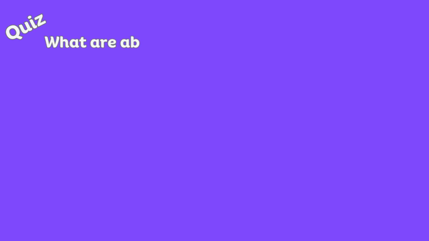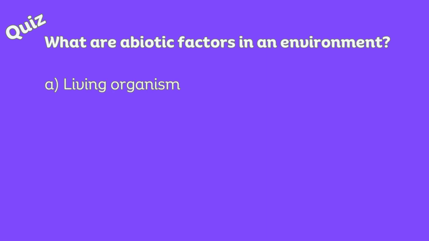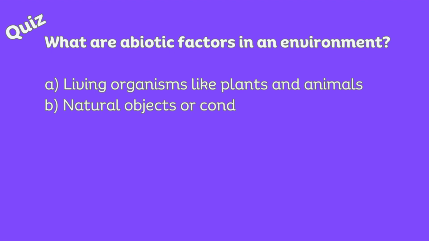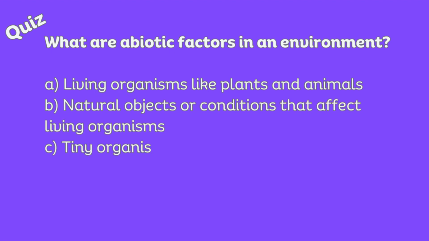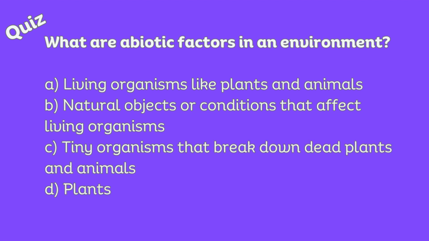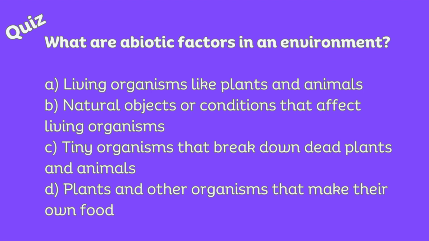What are abiotic factors in an environment? A. Living organisms like plants and animals. B. Natural objects or conditions that affect living organisms. C. Tiny organisms that break down dead plants and animals. D. Plants and other organisms that make their own food.